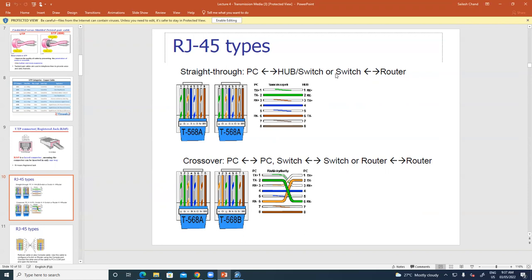But there is also a chance that you may need a crossover, right? In case you want to connect a PC to another PC, a switch to another switch, or a router to another router, you will use the crossover. Crossover cables are made using the two different standards: one end has the 568A standard, the other end has the 568B standard, okay?